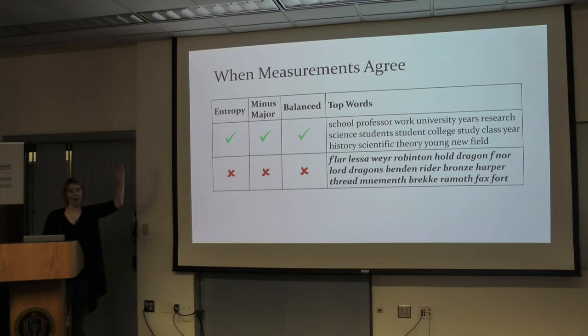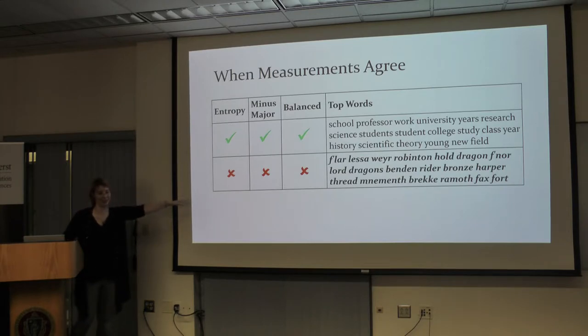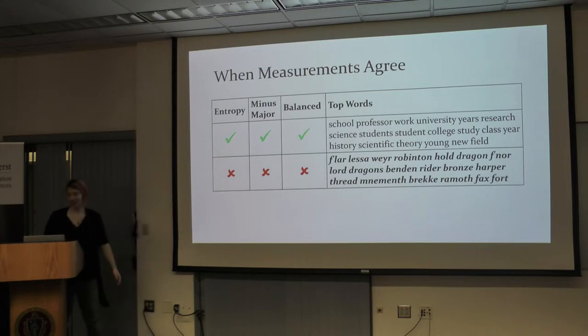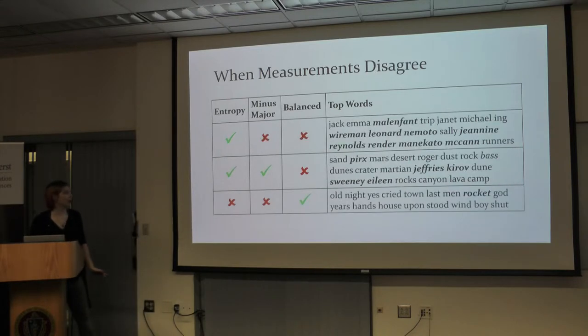we unsurprisingly see that all of these different measurements hold for our two obvious cases. The academic topic is nicely distributed across many authors. There's no one particular author that's affecting it, and all of the authors represented are using similar words. And similarly, this other topic is basically 90%+ Anne McCaffrey, and so unsurprisingly, none of this holds. But these measurements don't always agree.